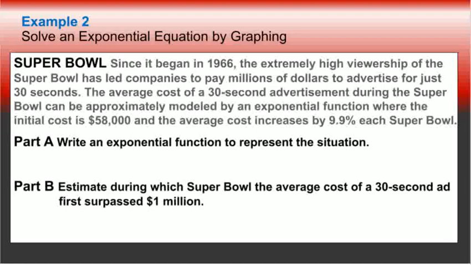Moving on to example 2, solve an exponential equation by graphing. Since it began in 1966, the extremely high viewership of the Super Bowl has led companies to pay millions of dollars to advertise for just 30 seconds. The average cost of a 30-second advertisement during the Super Bowl can be approximately modeled by an exponential function where the initial cost is $58,000 and the average cost increases by 9.9% each Super Bowl.